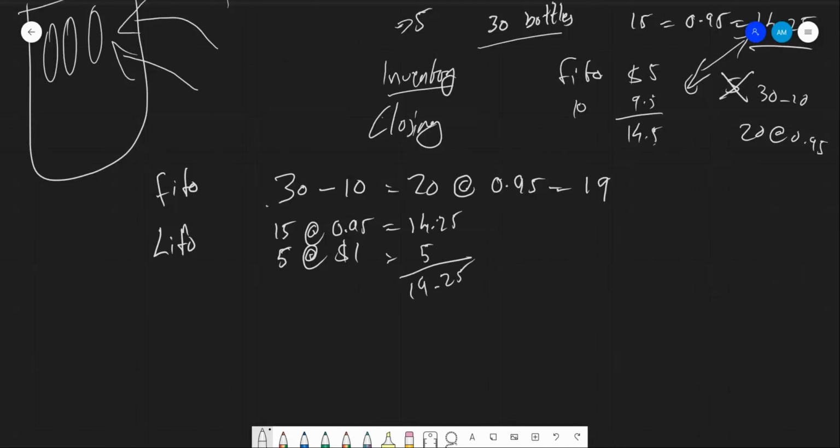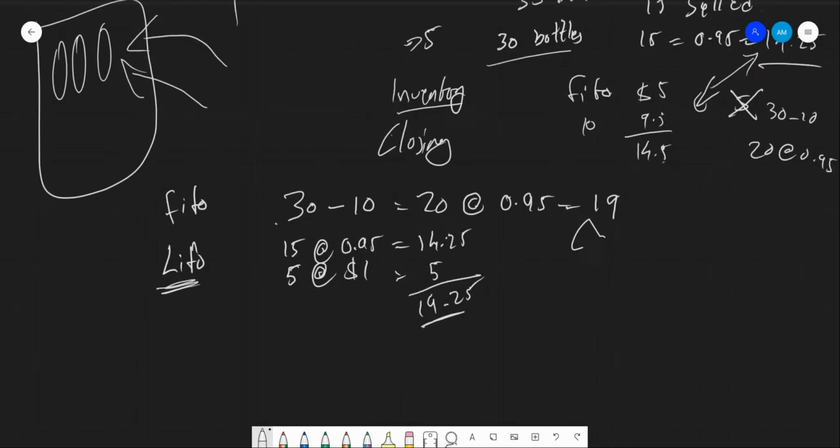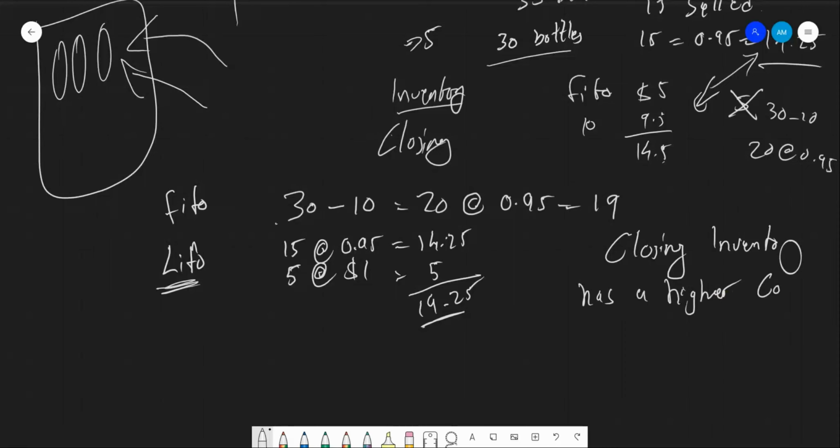So as you can see, with LIFO, our remaining inventory, which we call the closing inventory, has a higher cost, right? So with LIFO we have 19.25, and with FIFO we have $19. So there's a difference of 0.25, and these obviously are small quantities, that's why we have a small difference.